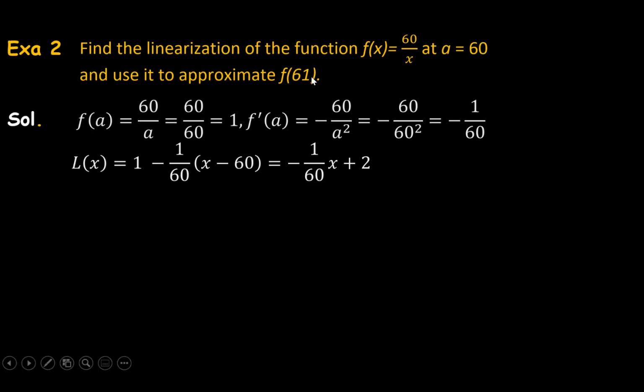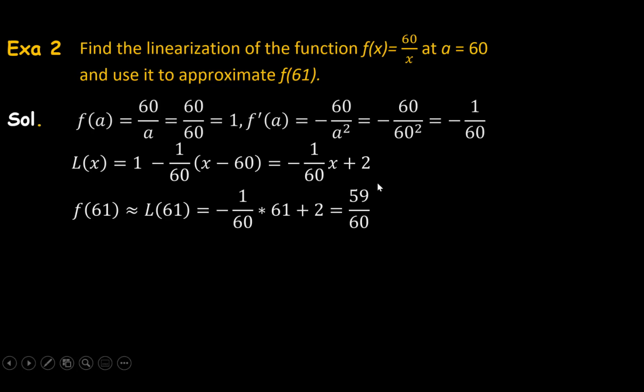If you want to use this idea to find f(61), you just put x equal to 61. So what do you get? Well, f(61) is approximately equal to L(61), which is you put 61 into here, and then plus 2. That works out to be 59 over 60. Let's see, yeah, so 2 is 120 over 60, and then 120 minus 61 is 59. So that is the approximate value for f(61).